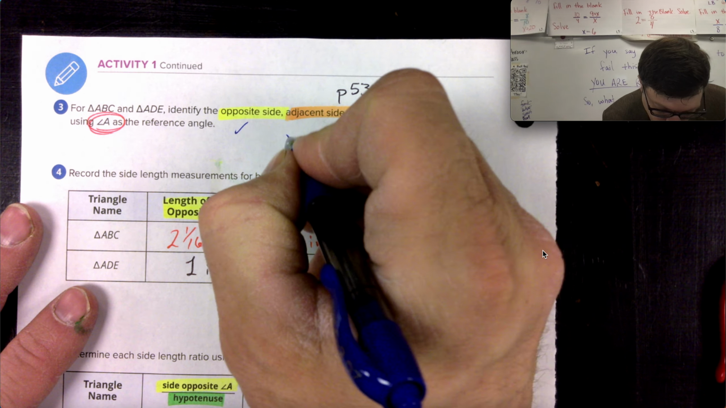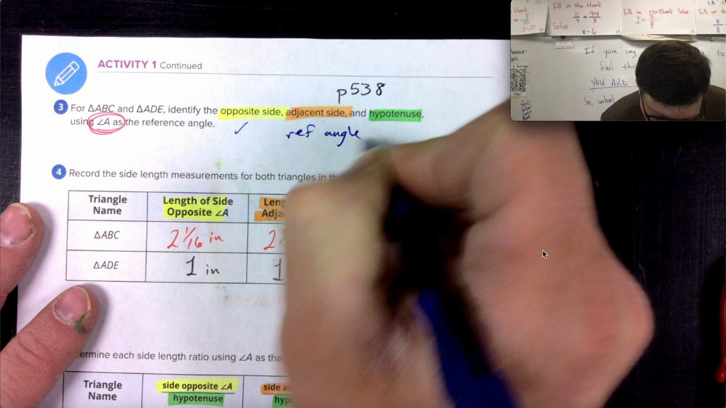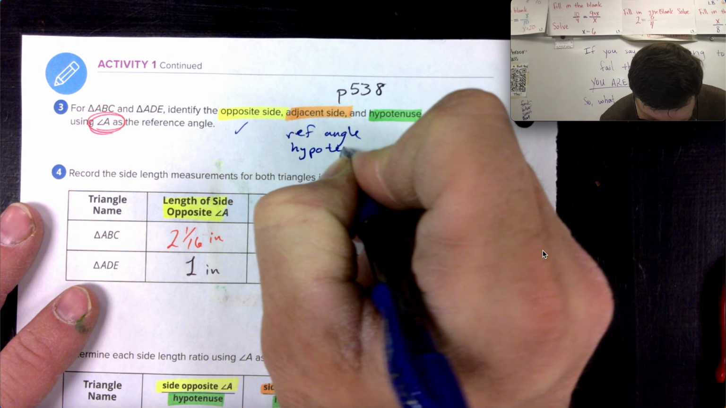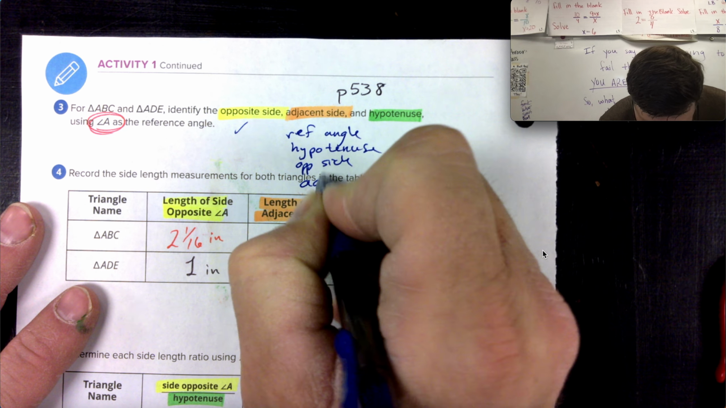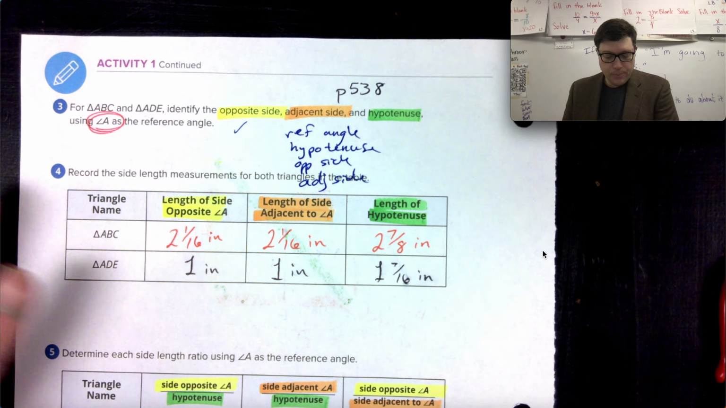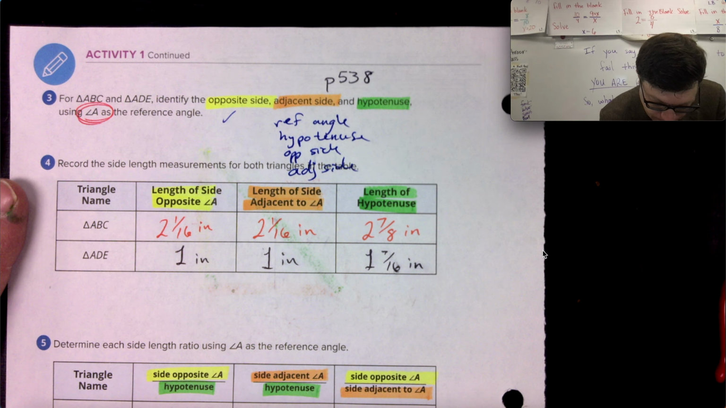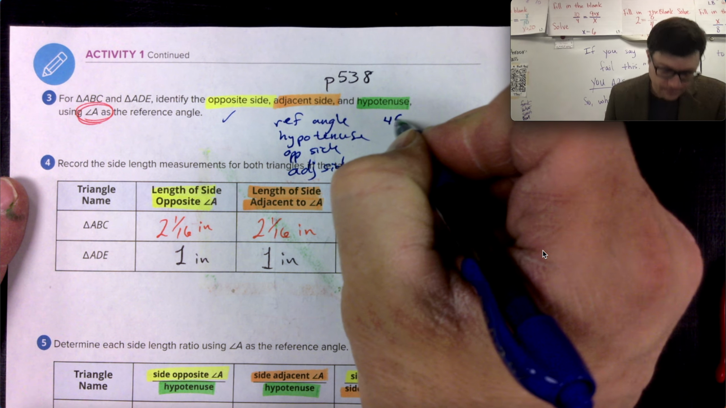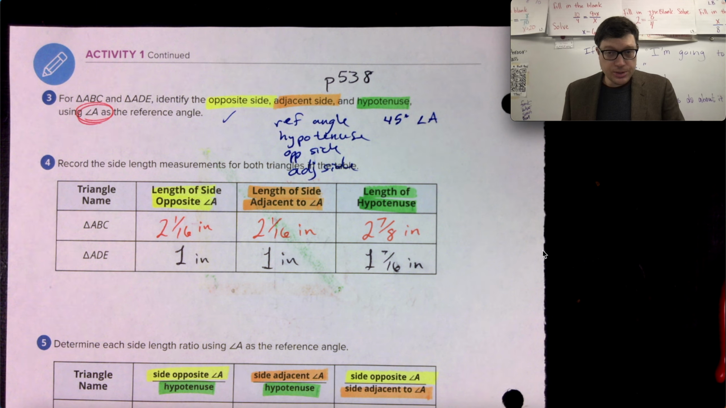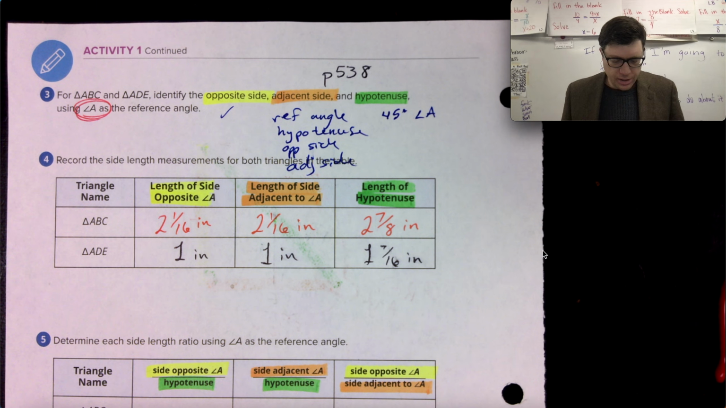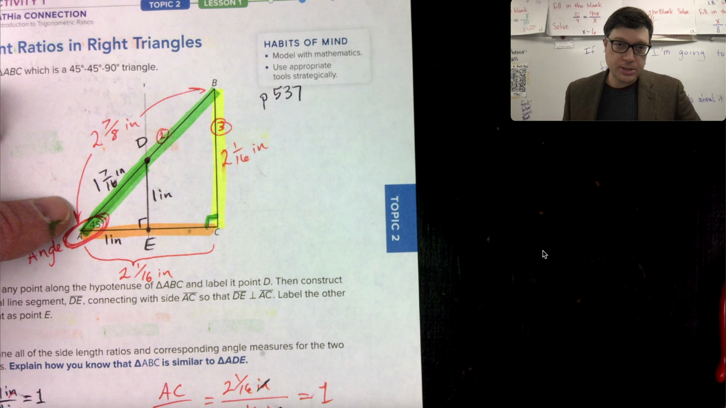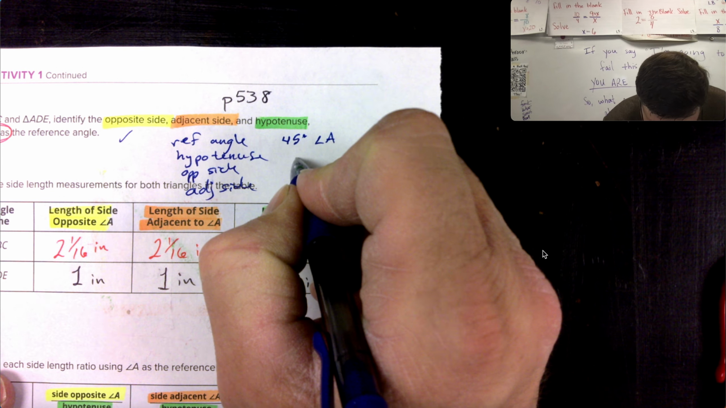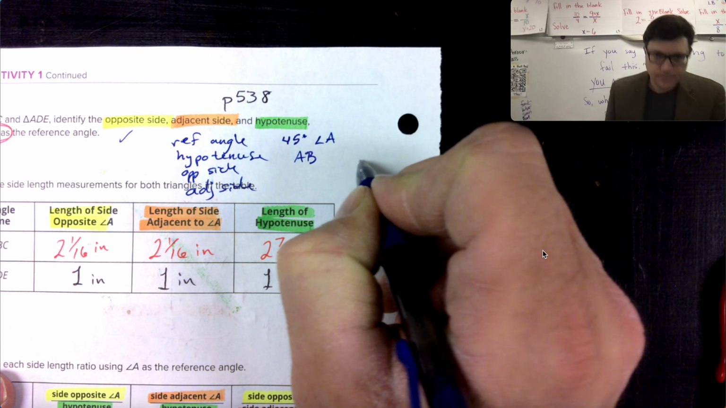If I go reference angle, then hypotenuse, then opposite side, then adjacent side, maybe that's what I want to do. I'm going to say the reference angle is the 45 degrees, angle A. Then the hypotenuse: there's actually 2, because there's the big triangle hypotenuse of AB and the little triangle hypotenuse of DA. So I'm going to go AB, and I'm going to go AD.